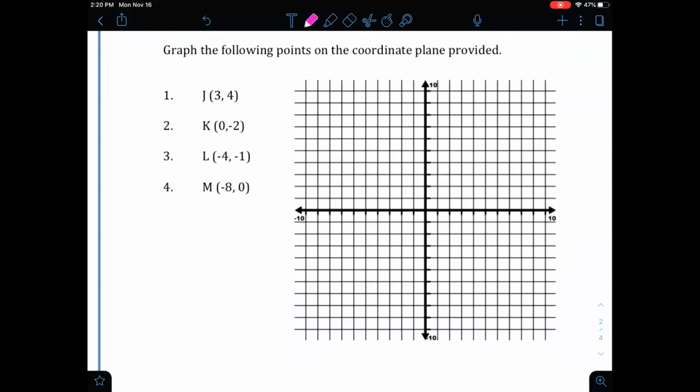All right, sounds good. We have J, which is 3, 4. They are both positive. Positive 3 on the x-axis. Is that left 3 or right 3? It is right 3. And then is it up 4 or down 4 if it's positive 4? It's going to be up 4. So our point is going to be right 3, up 1, 2, 3, 4 right here. This is our J.